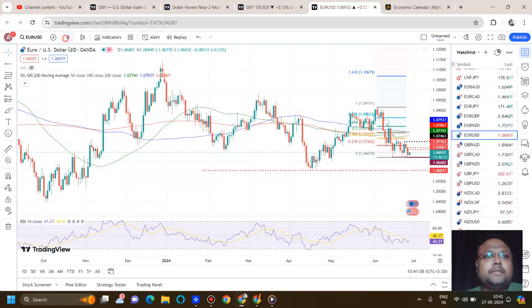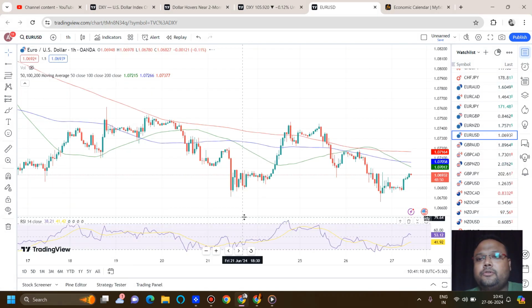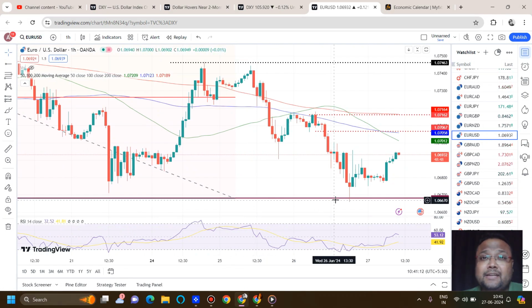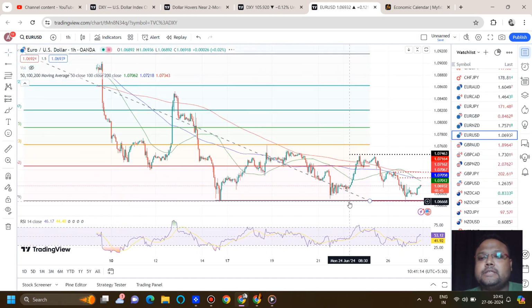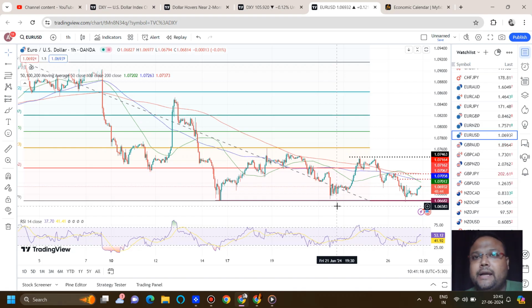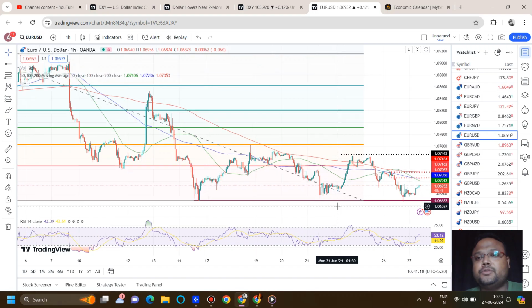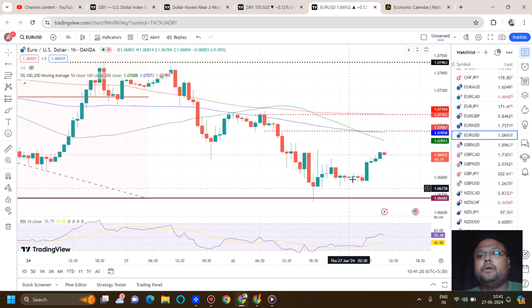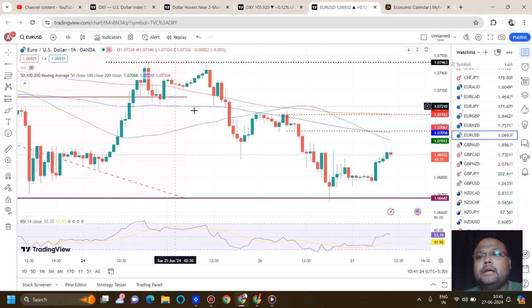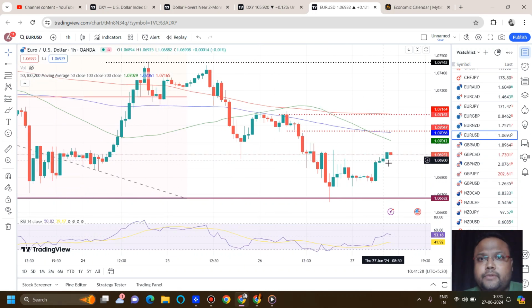So if the market breaks 1.0666, this low here, and chances are very high, then we can look for a sell below it, and we can look for the next buy around 1.0600. Right now I'm not suggesting any position, because if this is a range here, then after bouncing from the support, the market is in the middle of the chart.